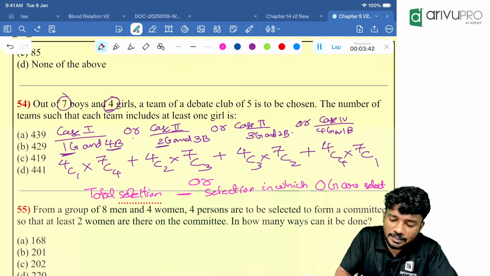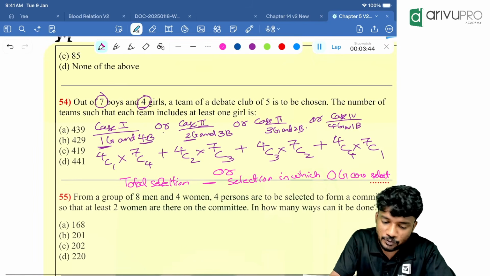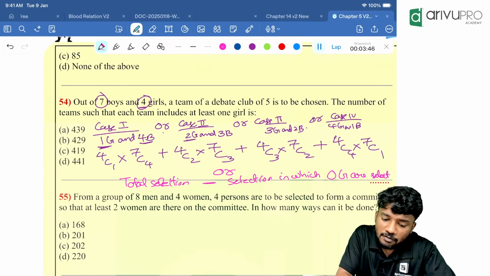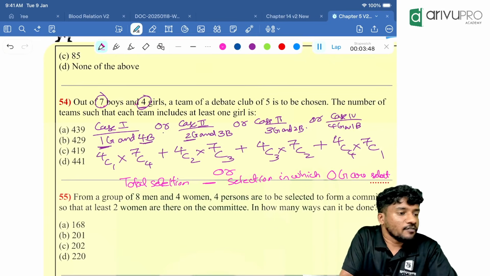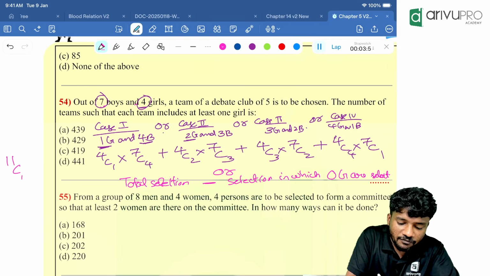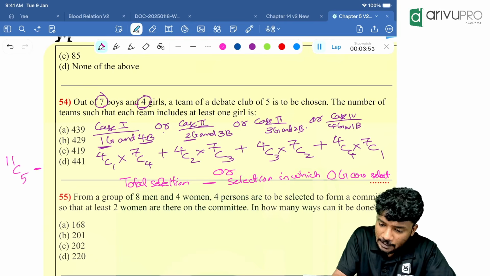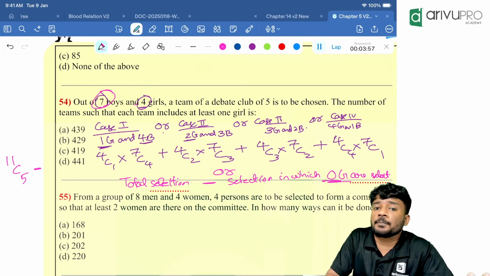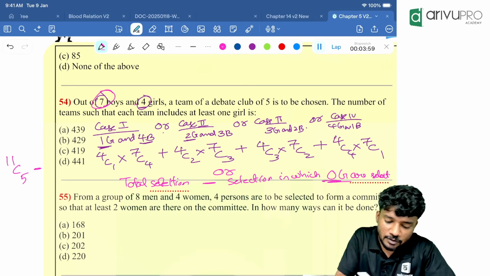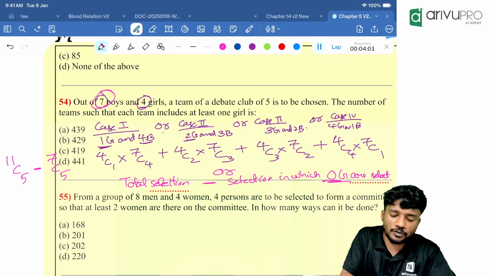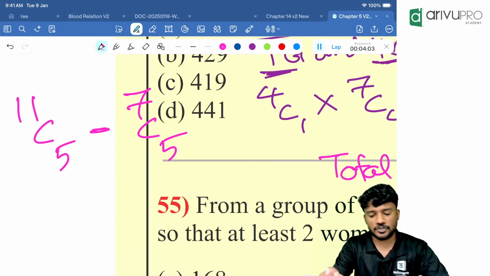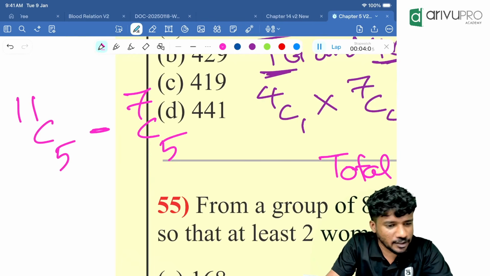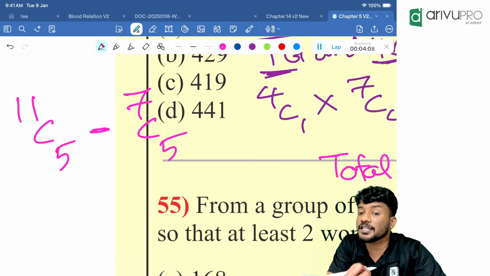0 girls are selected. Total selection is how much? We need to select 5 people from how many people in total? From 11 people. So 11C5 minus from 7 boys. 0 girls are selected means all of them are boys. All 5 are boys. So 7C5 we need to reduce. You will get the answer. Just use calculator. Very easy question. This should be the approach in the future.